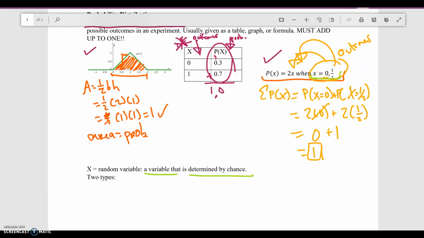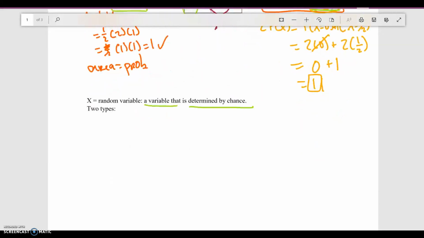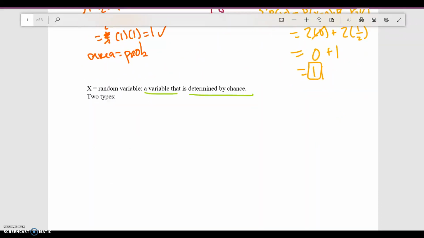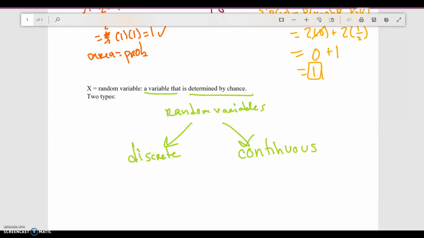So the values of x that can be plugged in is just 0 and 1/2. For these it's just 0 and 1. For here it's all the numbers between 0 and 2. So x is a variable determined by chance. And there are 2 different types of random variables. So let me write random variables. The 2 different types are you can have a discrete random variable or you can have a continuous random variable. So these are the two different types of random variables that we have.